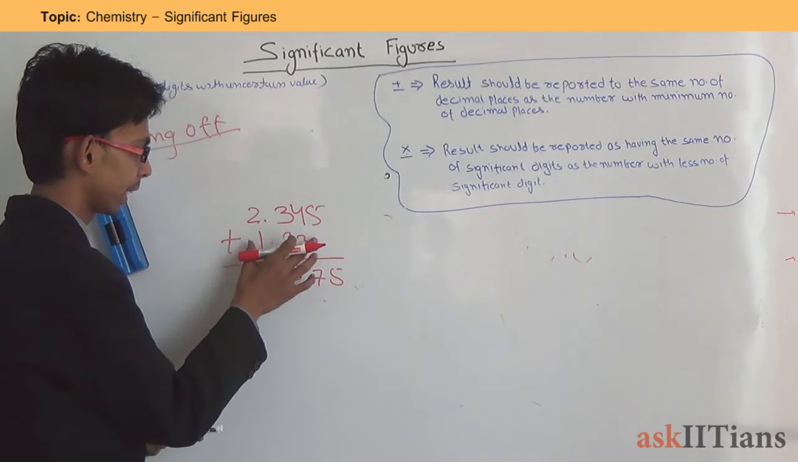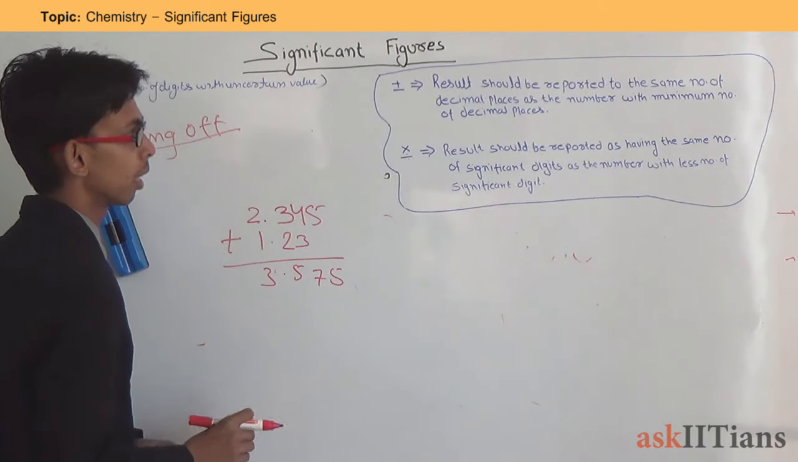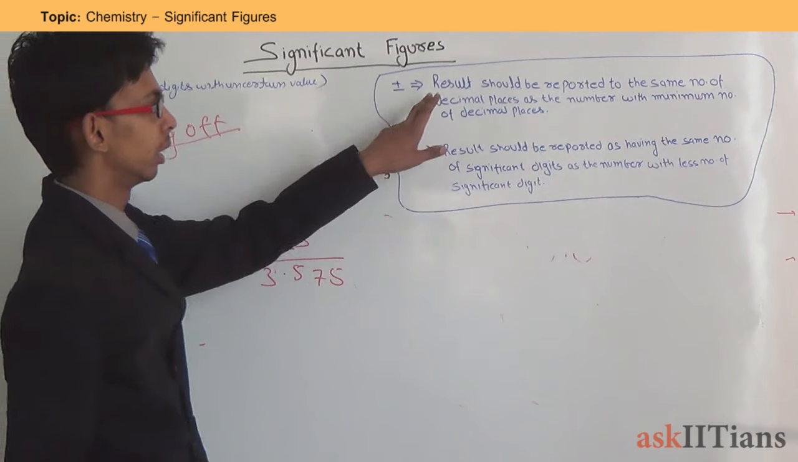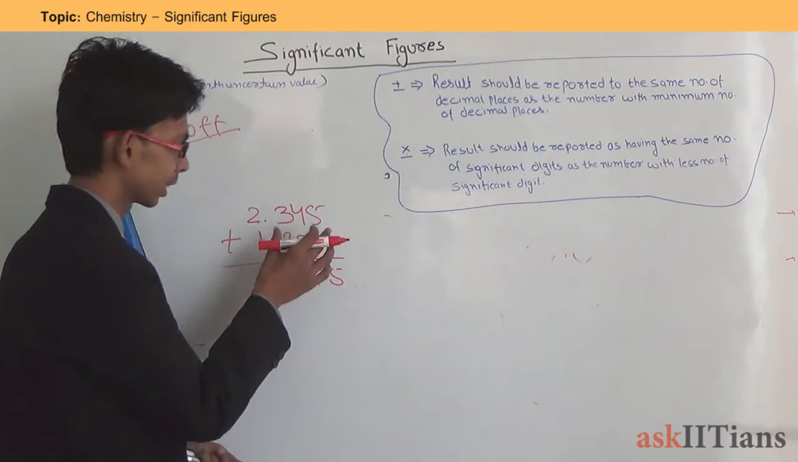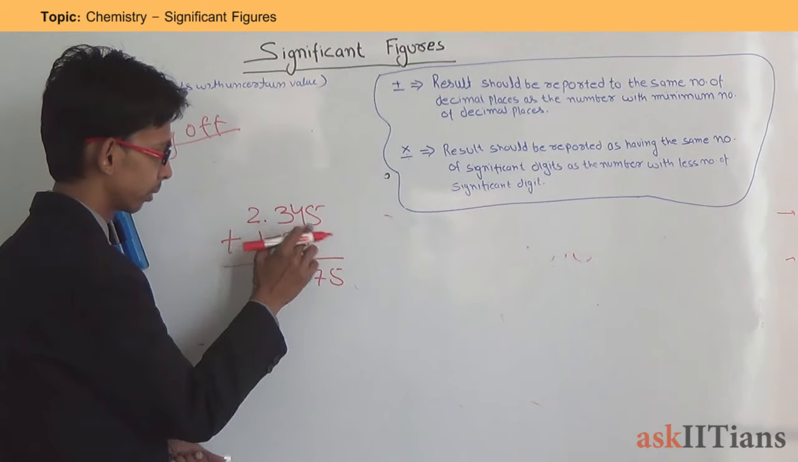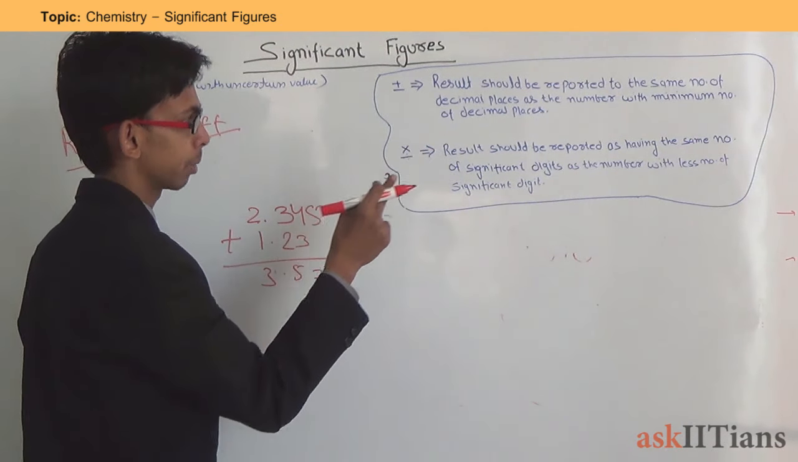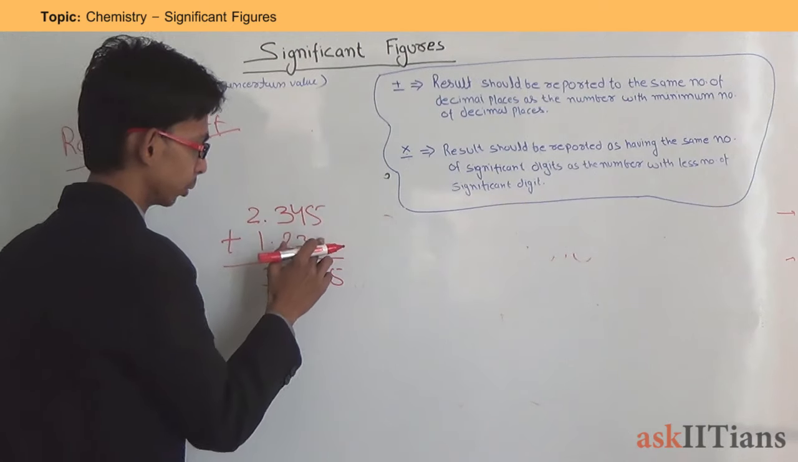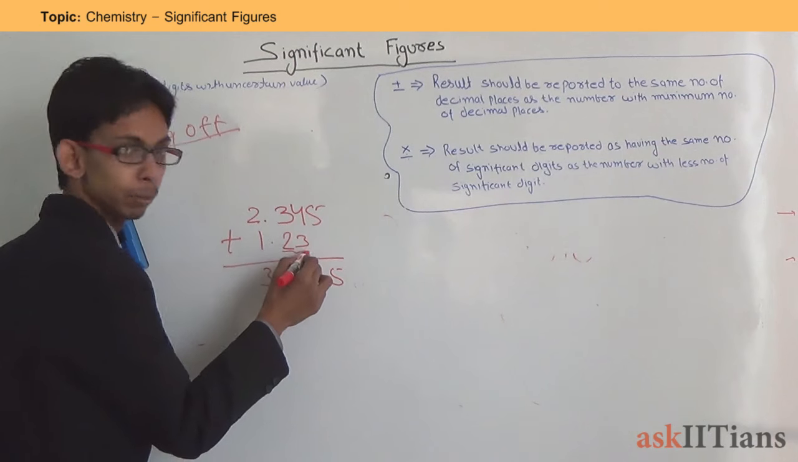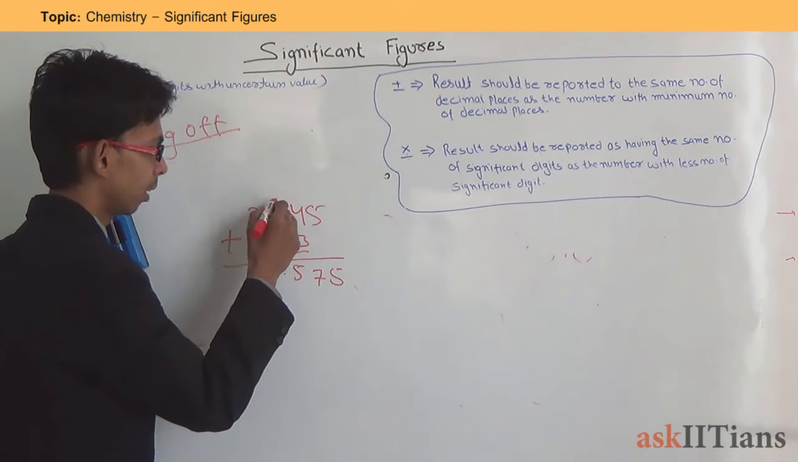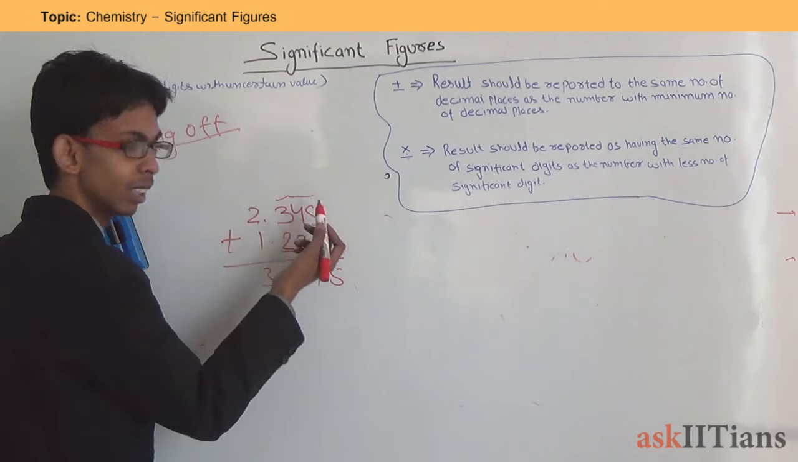There, how many significant figures are there in the first number? 1, 2, 3, 4. In the second one, these are 3, and in the result there are 1, 2, 3, 4. But according to this rule, the result should be reported to the same number of decimal places. Decimal places means the places after the decimal point, in the same decimal places as the number with the minimum number of decimal places. We are talking about these two. Which one has the minimum number of decimal places? This has only 2 decimal places, that means only 2 digits after the decimal, while this one has 3 decimal places, that means 3 digits after the decimal.